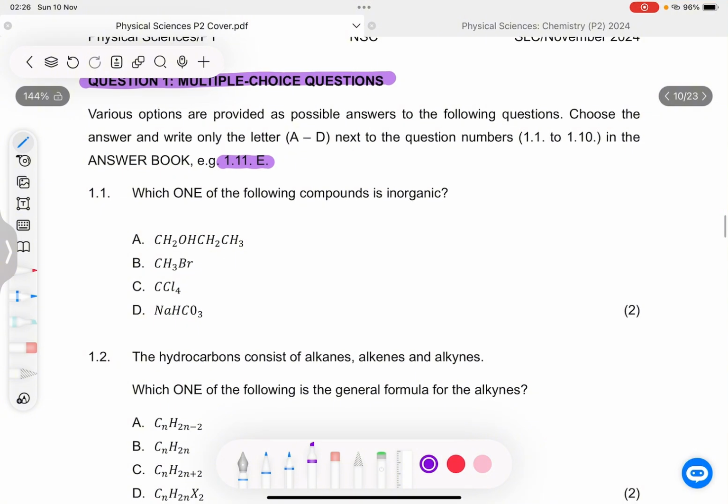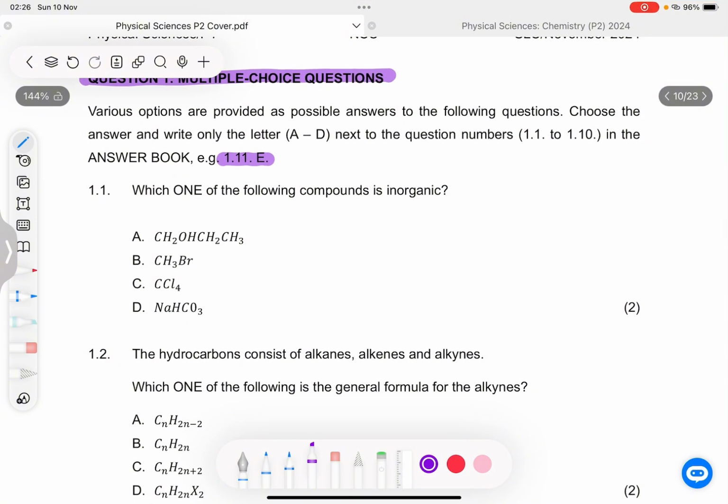Question 1.1 says, which one of the following compounds is inorganic? Remember that we have organic compounds and inorganic compounds. Organic compounds are made up of carbon and hydrogen, or carbon bonded to other atoms. Now, if we look at these options, option A looks more like an organic compound because I can see some carbons and hydrogens and also some alcohol, the OH. In fact, if you already know this, you can see that this is a propanol.